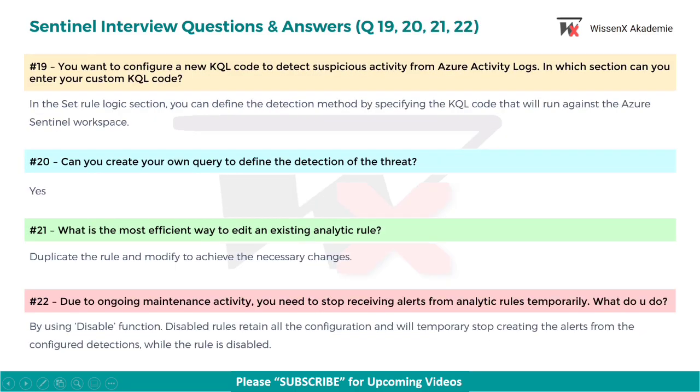Next, you want to configure a new KQL code to detect suspicious activity from Azure Activity Logs. In which section can you enter your custom KQL code? In the Set Rule Logic section, you can define the detection method by specifying the KQL code that will run against the Azure Sentinel workspace.